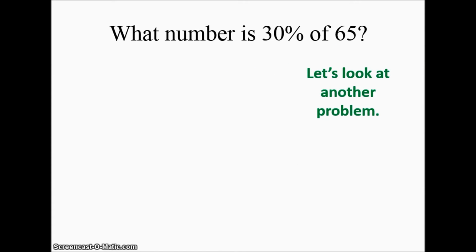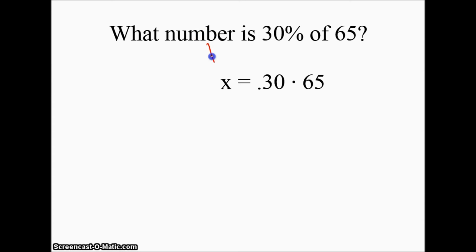Let's look at another problem. What number is 30% of 65? So here I've got my multiplication problem, 30% of 65. But in order to do this problem, I do need to turn that percent back into a decimal. So let's look at what it's going to look like. I don't know what number I get, but I know it is, and a lot of times we think of is as equals, 30% turned into a decimal. Of means times, of what? Of 65. So I'm multiplying here.